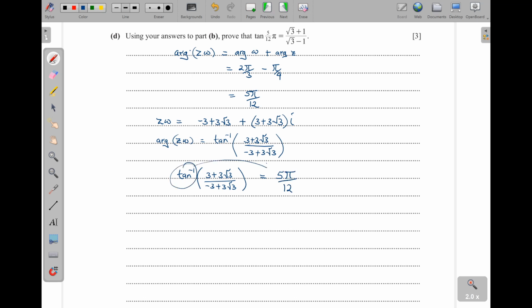Automatically, you can turn this other side, and here 3 is common. So if I divide the numerator and denominator by 3, we shall have 1 plus root of 3 over negative 1 plus root of 3. Then this will be equal to the tan of 5 pi over 12. And it is the same as this. So I can just write this first, then plus 1, then root of 3, then minus 1, like that. So this is our answer.